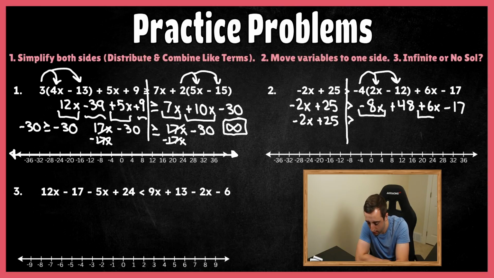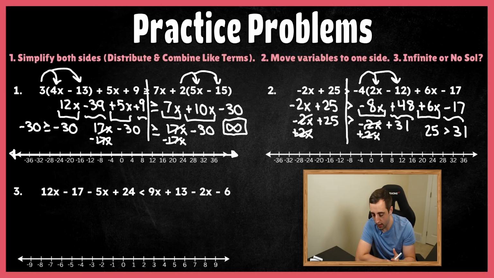So we have two pairs. We have the x's, we have the constants. So negative 8x plus 6x, that is going to be a negative 2x. And then we have 48 minus 17, that's going to be a plus 31. Now let's go ahead and move our variables to one side. So add 2x on both sides. This is going to cancel all of our variables out once again, and we're left with 25 is greater than 31. Well, this inequality is inaccurate, meaning that our final answer is going to be no solution.